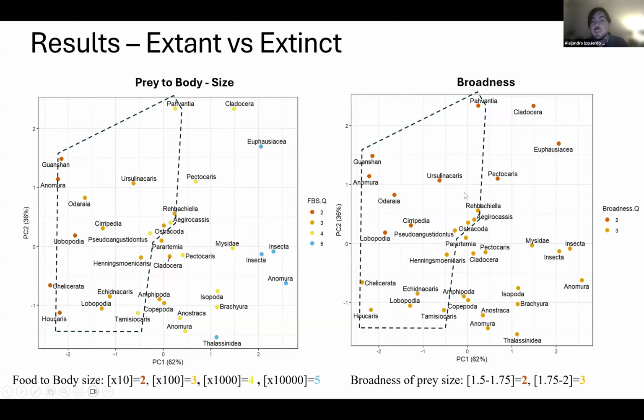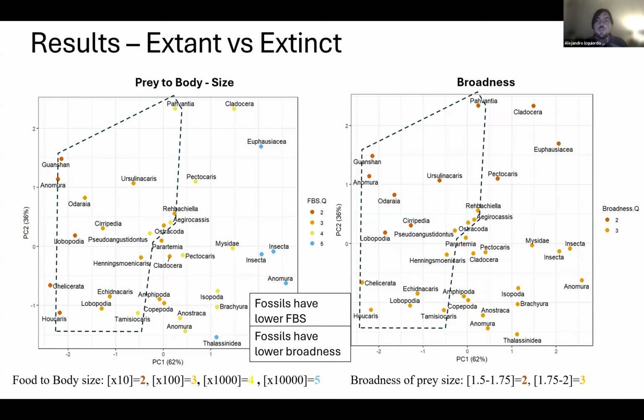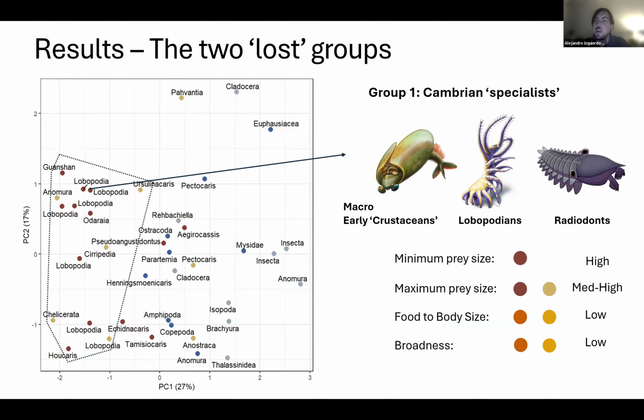On the other hand, with broadness, we find that fossils are focused only on very few types of prey. So basically, the broadness is very narrow, is very low. So all in all, we have these very interesting changes between the extant and the extinct suspension feeders. But we also have to understand what type of groups we have lost since the Cambrian and the Ordovician.